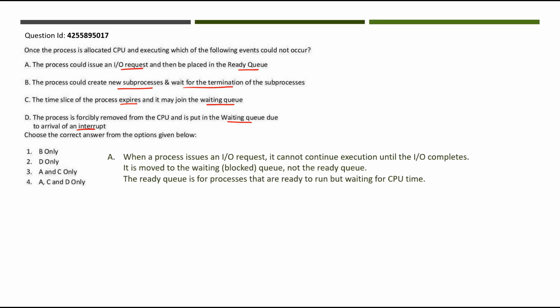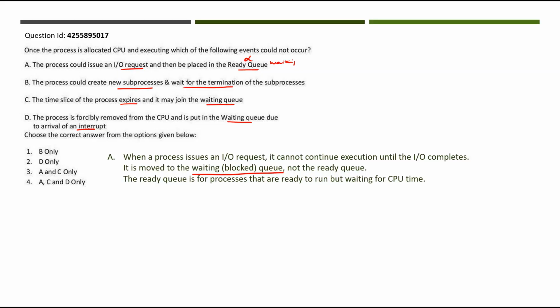Now we will see every statement. When a process issues an IO request, it cannot continue execution until the IO completes. It is moved to the waiting queue and not the ready queue. This statement is wrong. It will be moving to the waiting queue. They say it is blocked here because it is waiting for an IO to be completed. Once that request gets completed, it will continue execution.